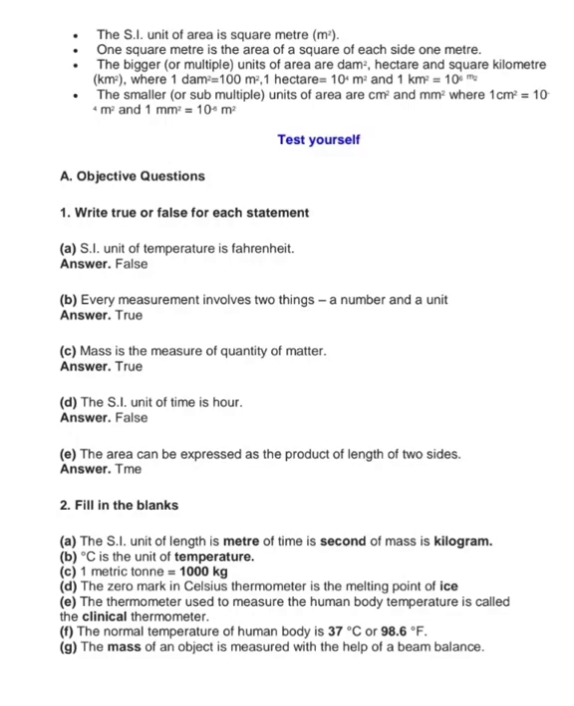Fill in the blanks. The SI unit of length is meter, of time is second, of mass is kilogram. Degree Celsius is the unit of temperature. 1 metric ton is equal to 1000 kilogram. The 0 mark in Celsius thermometer is the melting point of ice. The thermometer used to measure the human body temperature is called the clinical thermometer. The normal temperature of human body is 37 degrees Celsius or 98.6 degree Fahrenheit. The mass of an object is measured with the help of a beam balance.